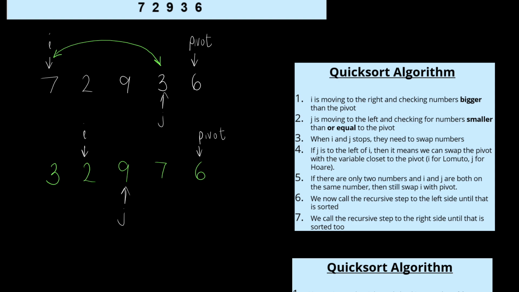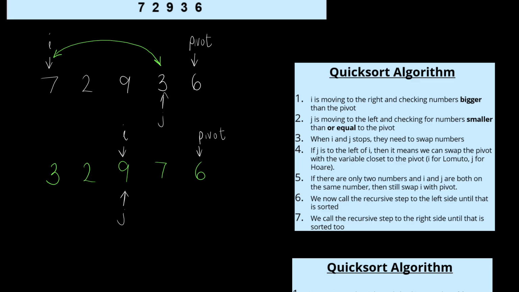Well, actually, before that happens, we need to go through I. So we need to ask, is the number 2 bigger than the pivot? The answer is no, because 2 is smaller. So we're going to move I. So I is going to move here now. Then we would ask, is 9 bigger than the pivot? Well, the answer is yes. So I is going to stop.